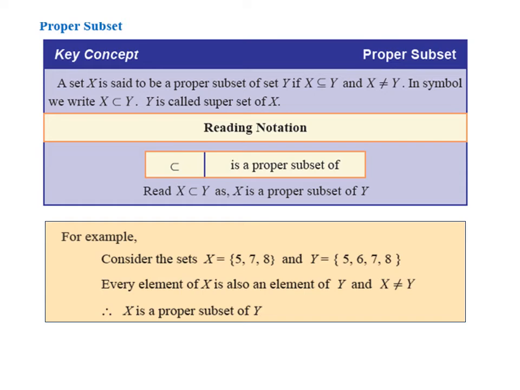Consider the set X equal to {5, 7, 8} are the elements. Y has 5, 6, 7, 8 elements. So every element of X is also an element of Y and X is not equal to Y. So X is a proper subset of Y.